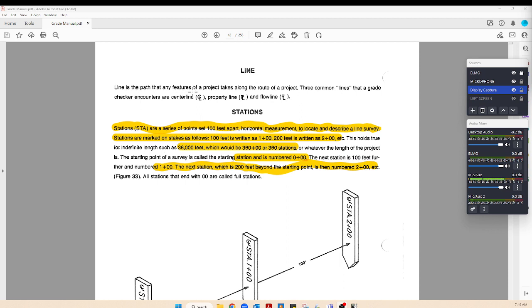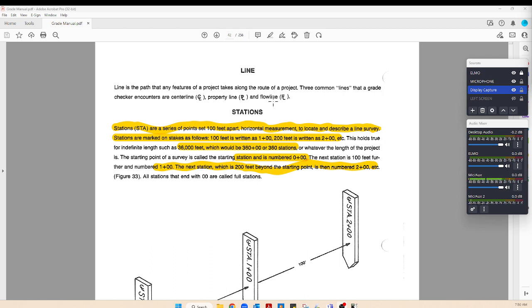Line is the path that any feature of a project takes along the route of the project. Three common lines that a grade checker encounters are a center line, something going down the center of a road, a property line, you know, and right of way, same thing, and a flow line, which would be the inside bottom of a pipe if it was carrying like sewer or water. The inside bottom of that pipe would be considered the flow line.